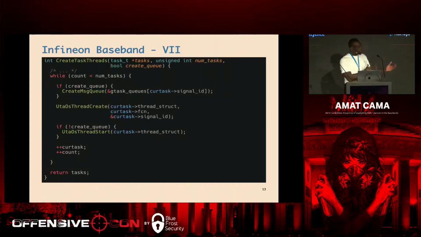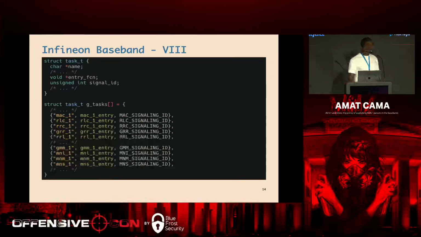This is how the initializing function looks. This is also kind of pseudocode, but it just goes through some array where all the tasks are described, and it will create their message queue, create the thread, and then start the thread. So what does the table that I'm talking about look like? It's something like this, and it'll have a string for the name of the task or thread, and then the entry point for it, and then a queue ID or signaling ID.